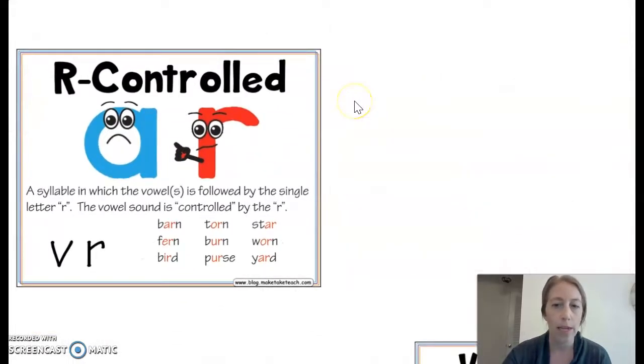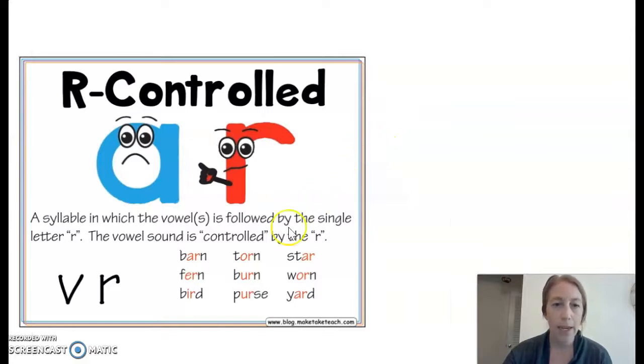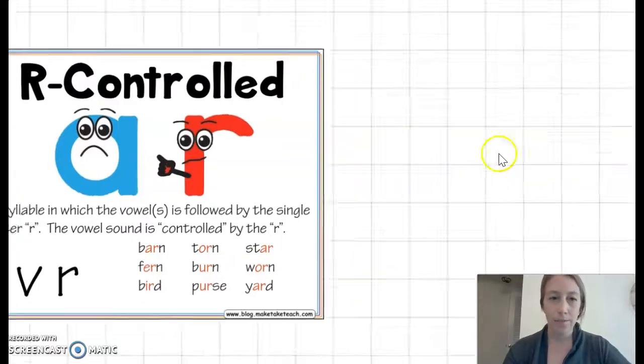And this is a newer one that we have learned this school year, right before at-home learning sort of started. In an R-controlled syllable, the R is telling a vowel what sound to make. So we've got 5 different bossy R sounds. We've got AR, OR, ER, UR, and IR. AR and OR make their own sound, and ER, IR, and UR all say the same sound. So this is a bossy R, where the R is telling the vowel what sound to make.